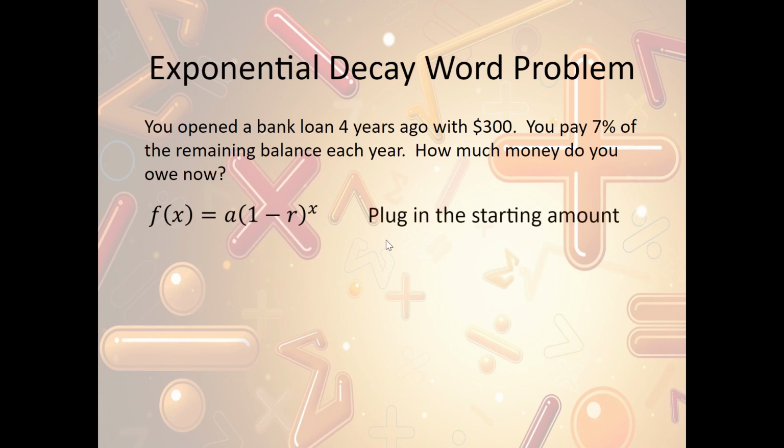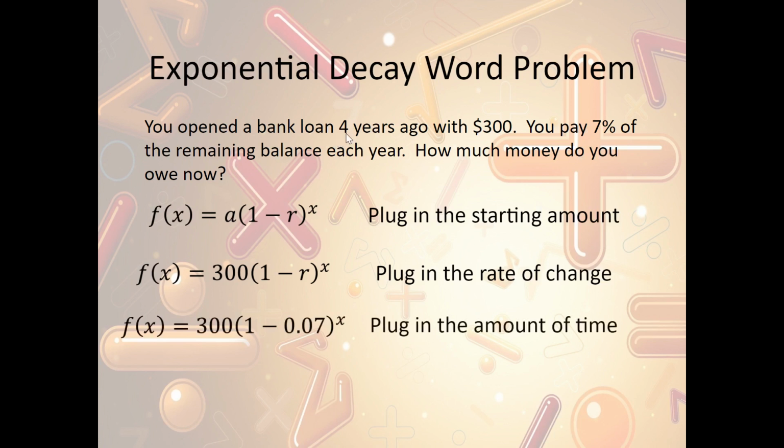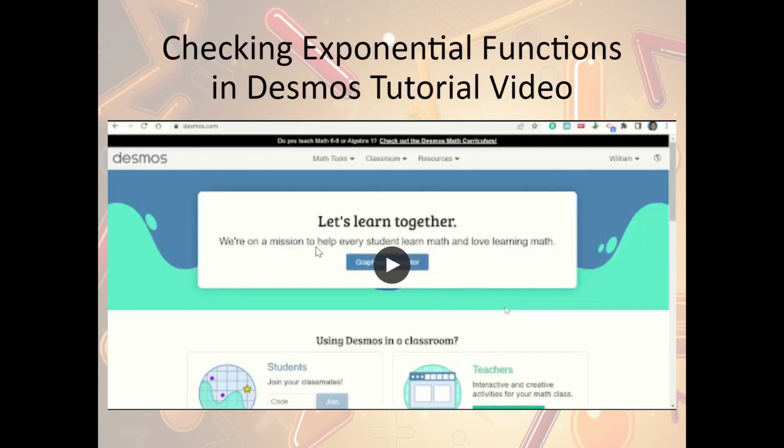The first thing we do is plug in our starting amount. Our starting amount is $300, so that goes in for A. And we're making payments, so we're going to plug in our rate of change. We're paying 7% each time, so it's 7. We're going to move the decimal back 2 places, so 1, 2, so that's 0.07. Lastly, we're going to plug in the amount of time. The amount of time is 4 years, so that's 4. We plug that into our calculator, and we get that now we owe $224.42. There's a video here that shows you how to check exponential functions in Desmos, so you can go ahead and watch that video as well.